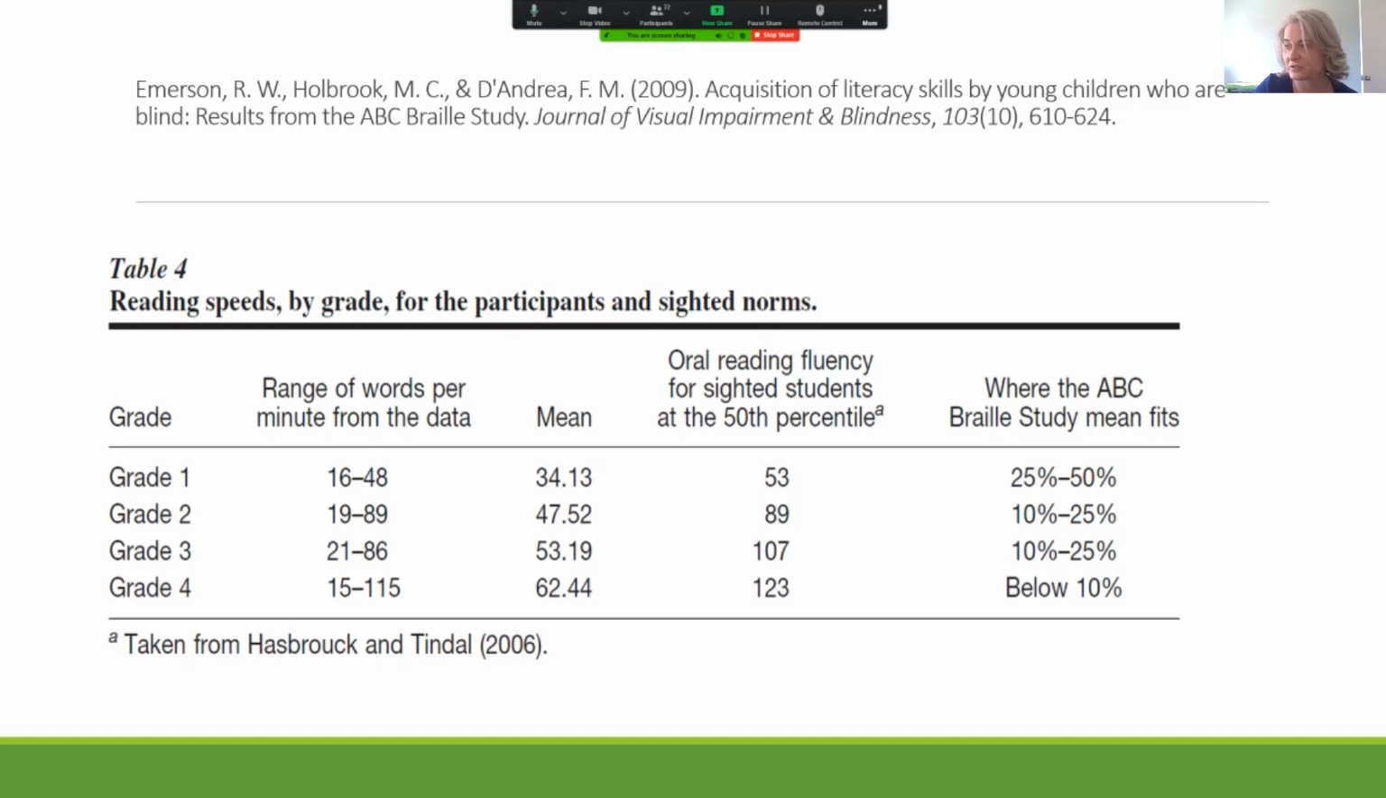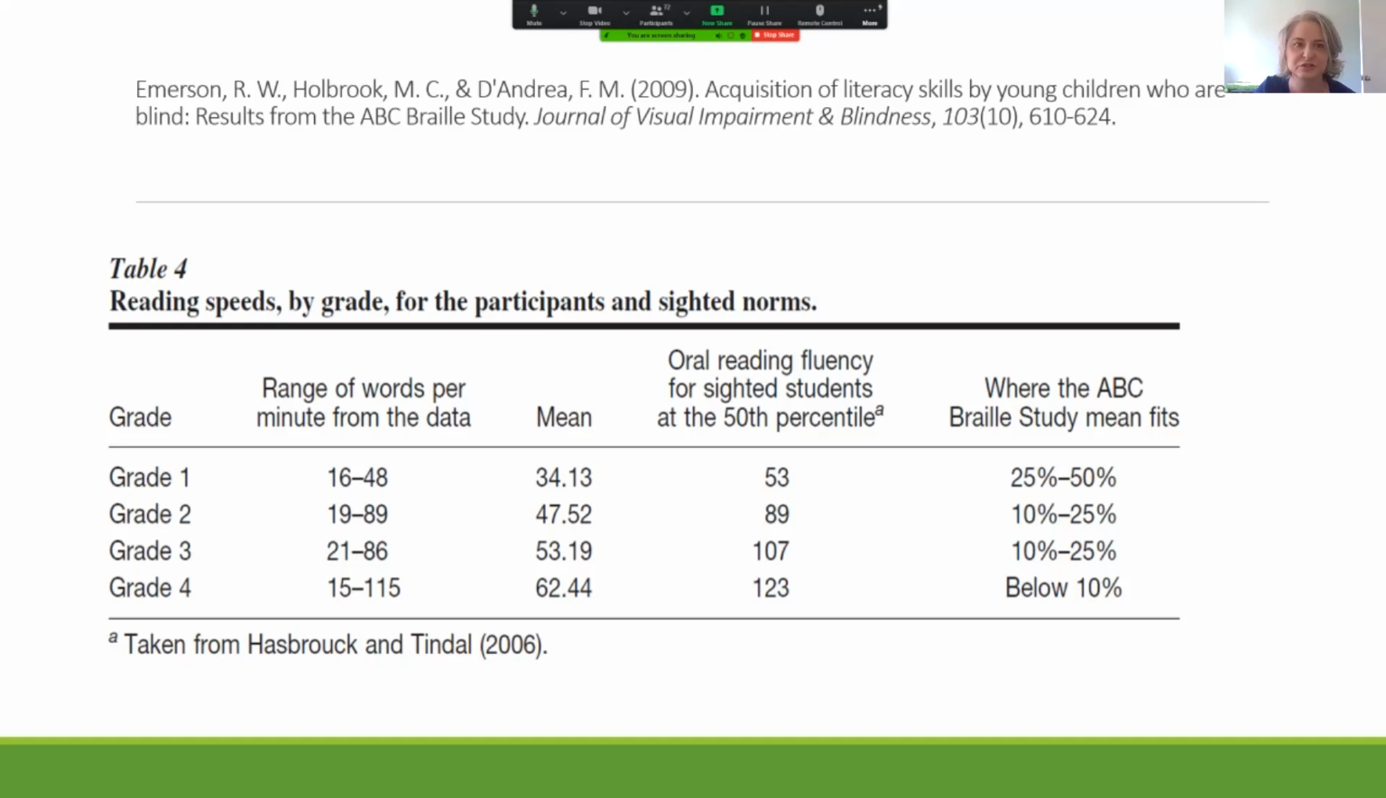Third grade, our students are reading 21 to 86 words per minute. The average was 53 words per minute. And right there, we're at about half of what their typically sighted peers who are in the 50th percentile are reading. So our students are coming in at the 10th to 25th percentile. And in fourth grade, once again, we see the same trend.